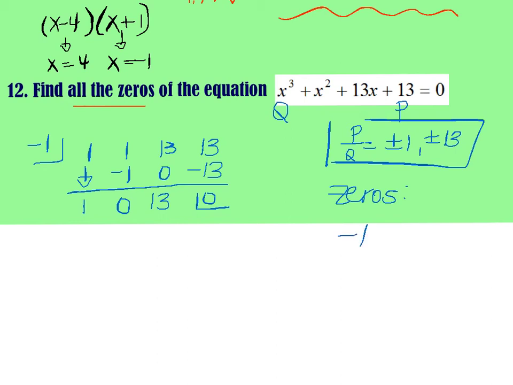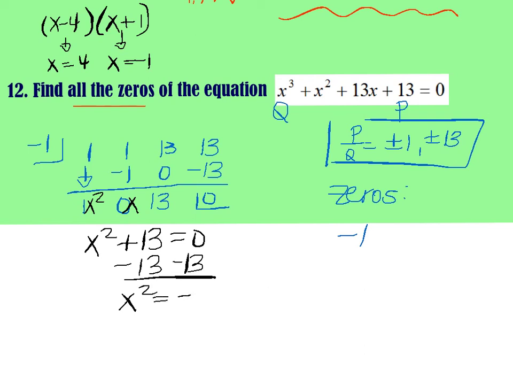Now I just need to find my last two, because I know there's a total of 3. So I put back in my x's. It was x cubed, so this is x squared, and this is x. So I have x squared plus 13 equals 0. Well, to solve here, I'm just going to subtract 13 on both sides, and I'll get x squared is equal to negative 13. And then to get rid of that square, I just have to take the square root of both sides. And when you take the square root of a negative number, an i comes out.